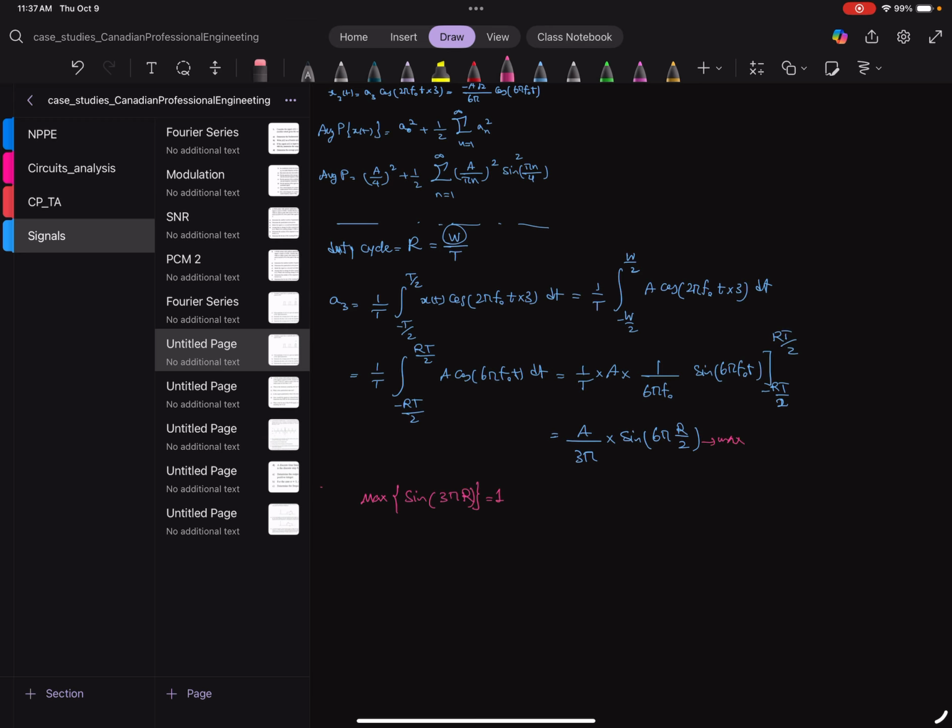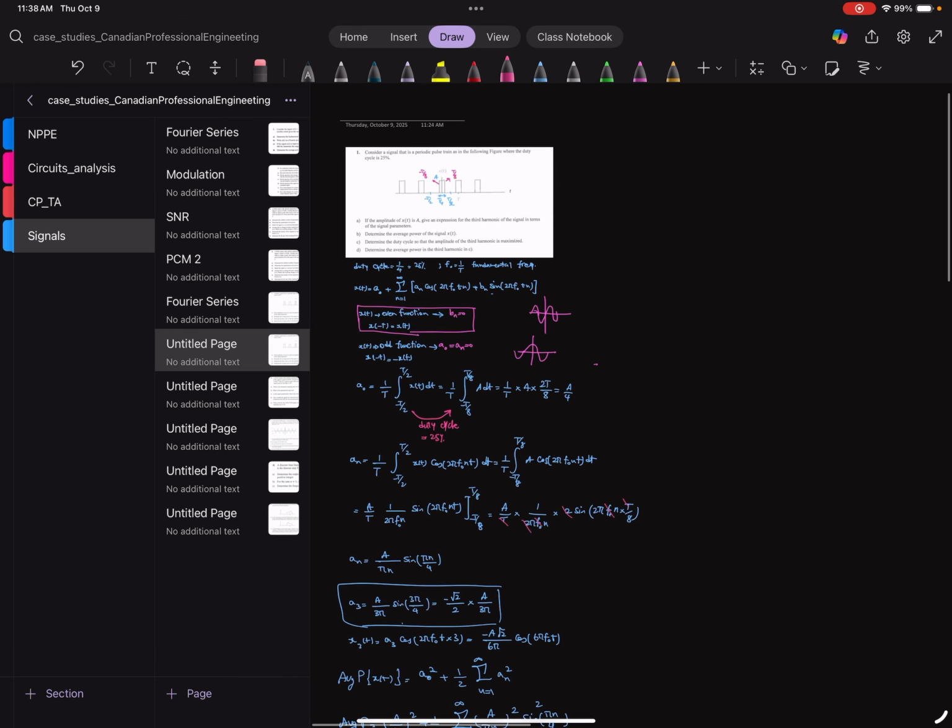is 1 when 3 pi r is equal to pi over 2, because sine becomes 1 when the variable in front of it is pi over 2. So we can say r has to be 1 over 6, or 0.1666, or about 17%, basically, something like that. About 17%. So we found it.